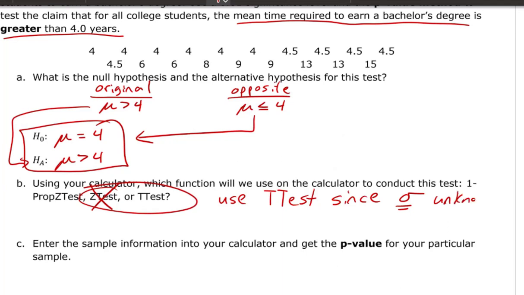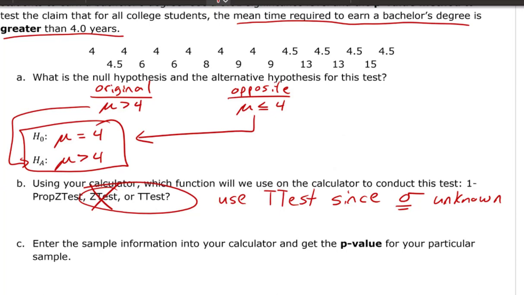which would usually be the case in real life when you do these anyway for any kind of research you might be doing in your psychology stats or business stats classes. You'll use T methods for doing hypothesis testing. And then it says enter the sample information in your calculator and get the p-value for your particular sample.